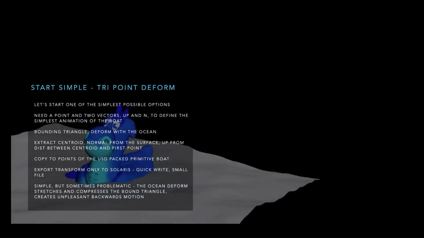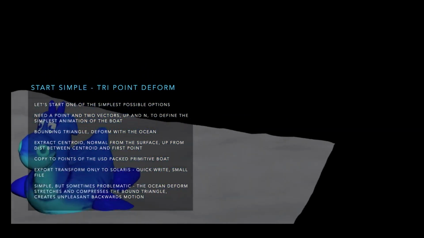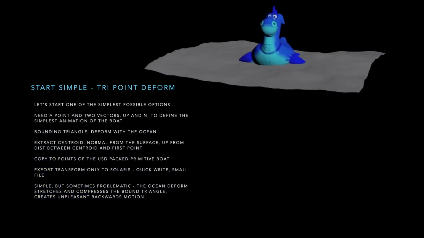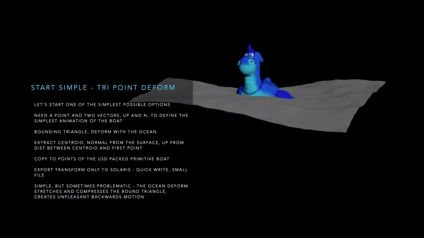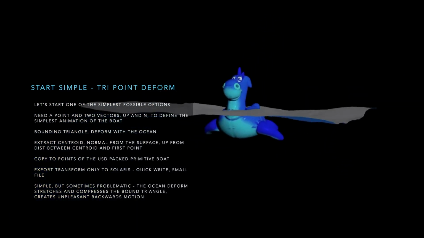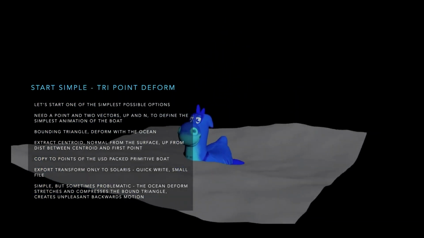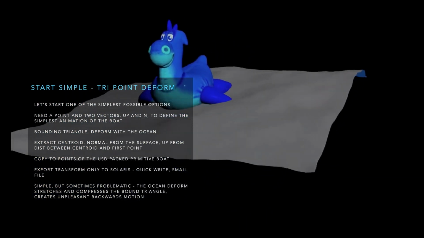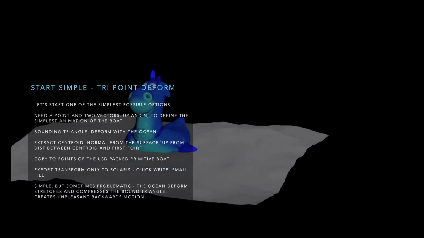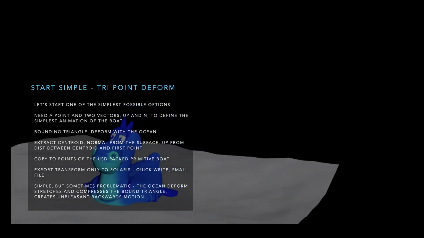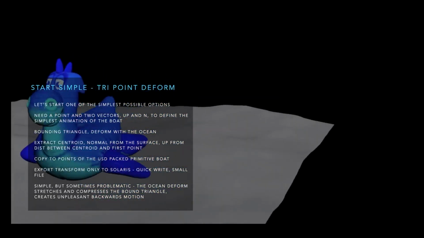Sometimes it isn't though. We noticed that, especially if you want your boat to have a lot of propulsion, moving intently forward, the ocean deformation is stretching out and compressing, and this makes it have some kind of backward motion here and there. The motion will be a little bit less intense.